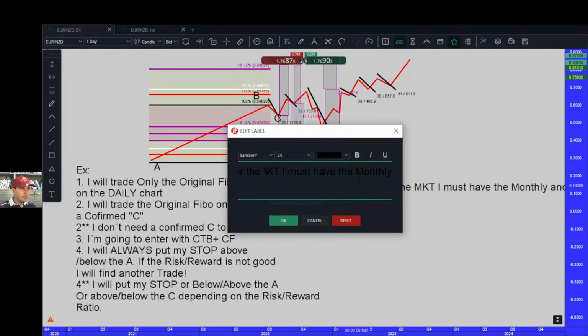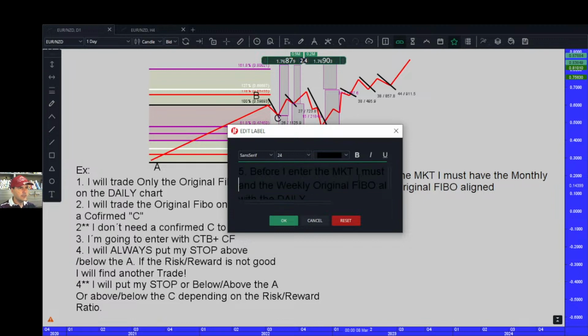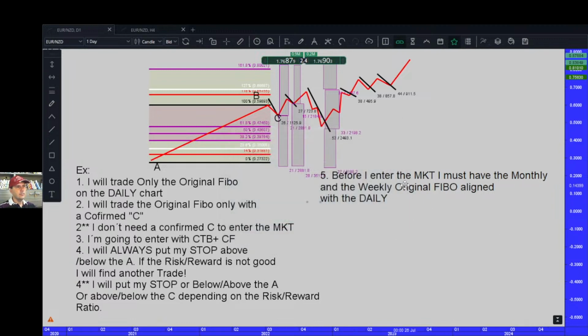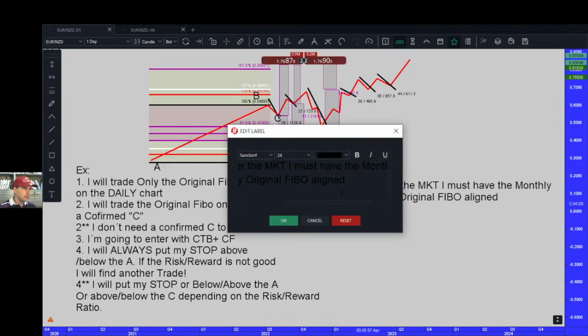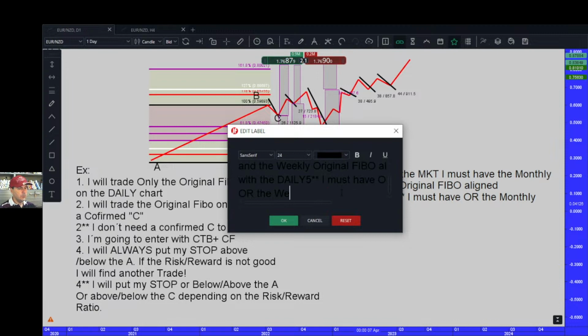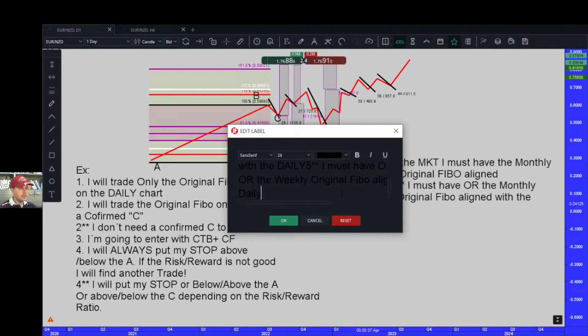Monthly, must have the monthly. Alright. Before I enter the market, I must have the monthly and the weekly. So it's not "or the weekly," right? So now 5 star variation. I must have or the monthly or the weekly original Fibonacci aligned with the daily.